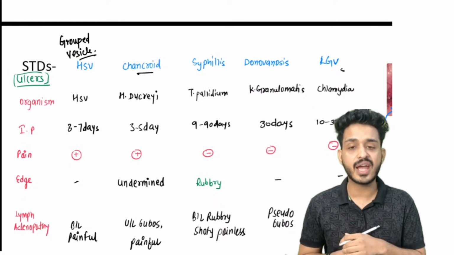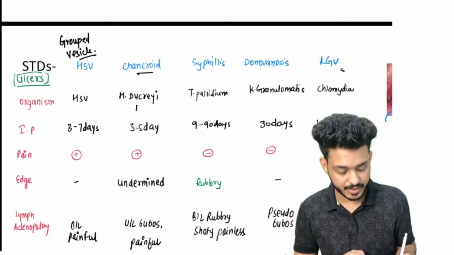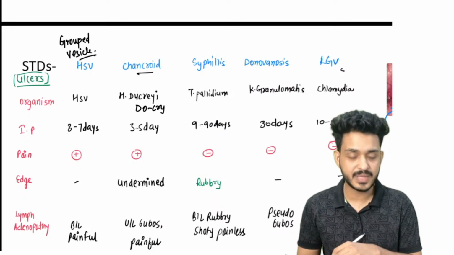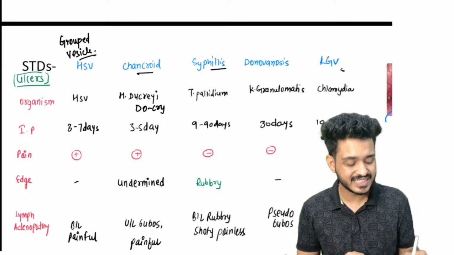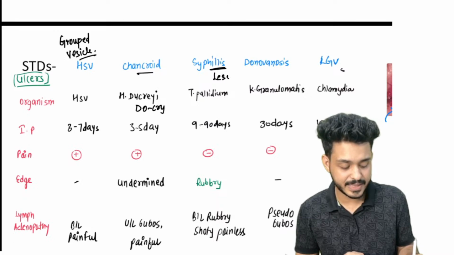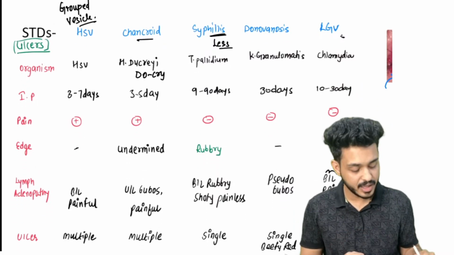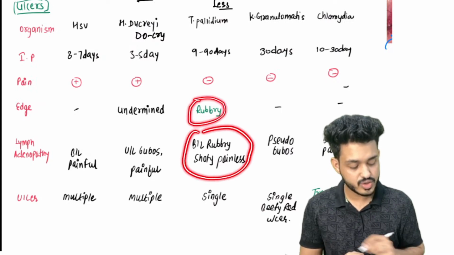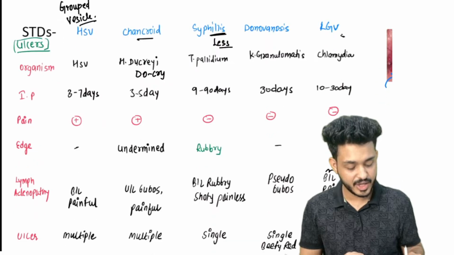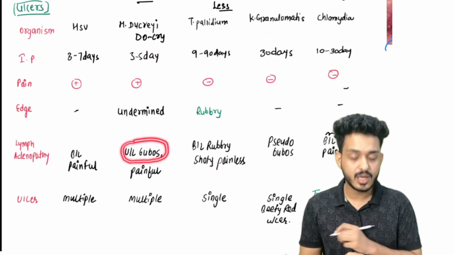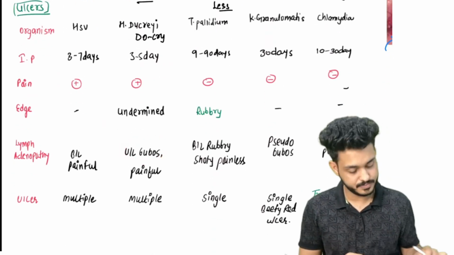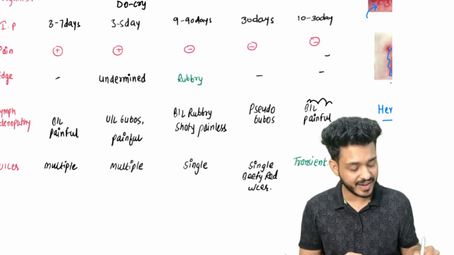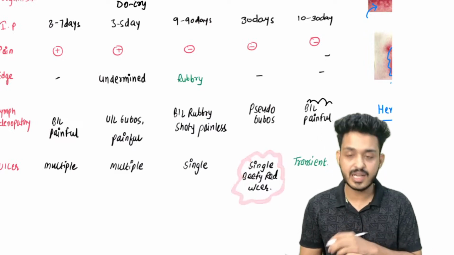Next one is chancroid. Chancroid is due to Ducreyi, so the patient will cry, and this is a painful ulcer. Syphilis is painless. It is caused by Treponema pallidum. You will find rubbery or shotty lymph nodes. Here in Ducreyi, just remember, you will have unilateral painful buboes. Donovanosis is due to Klebsiella granulomatis, and you will find a single beefy red ulcer.